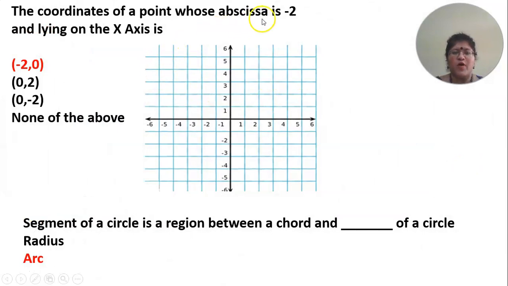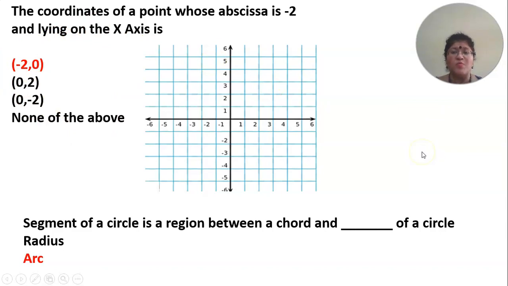The coordinates of point whose abscissa is -2. What is abscissa? X coordinate. So look for x coordinate. Where is x coordinate? These are all x coordinates. In this, x coordinate is -2. So this is the correct answer. And it is lying on the x axis. So if it lies on the x axis, its y coordinate is 0. So these are the type of MCQs that you could expect in the paper.